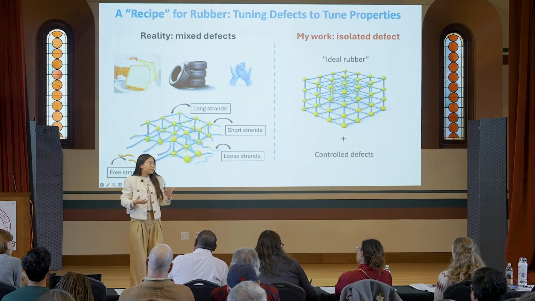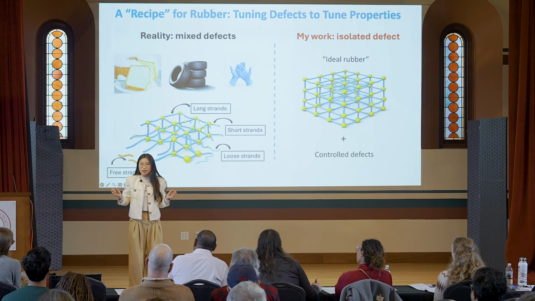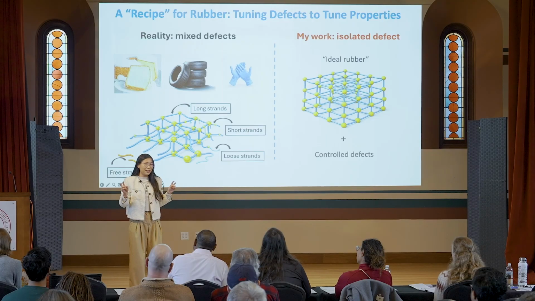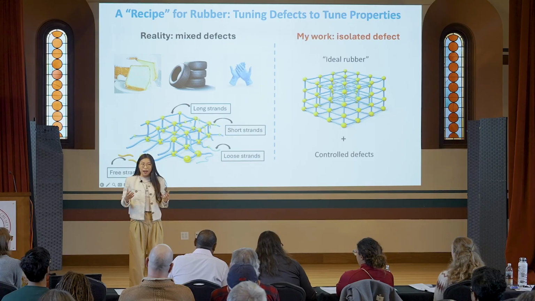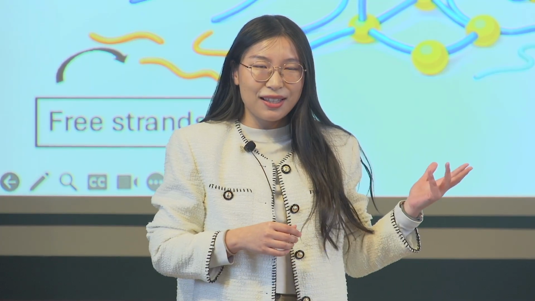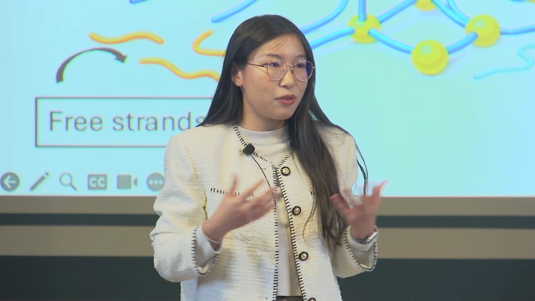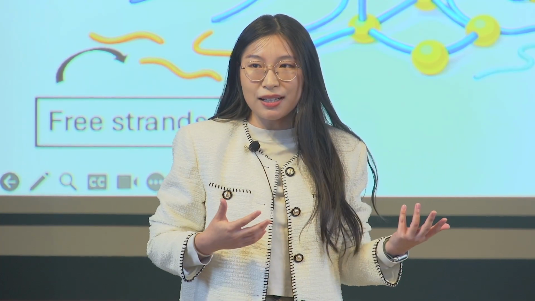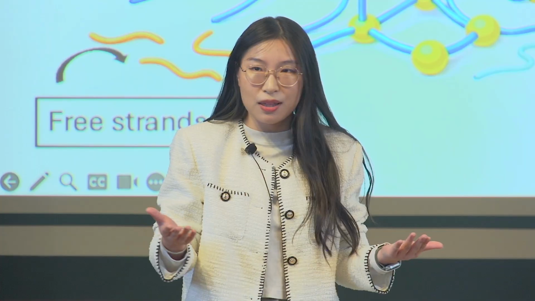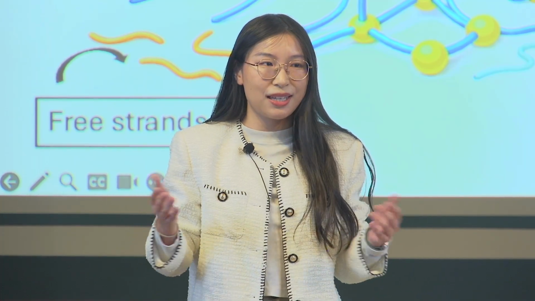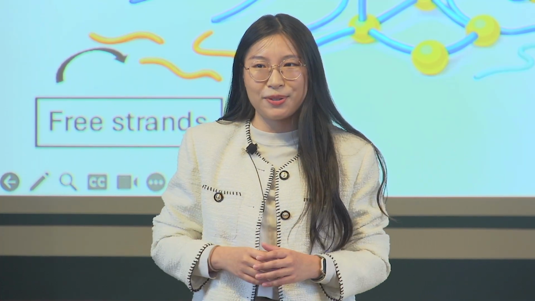In my research, I made a rubber network that doesn't contain any internal flaws, which presents as the best case rubber. Using this as a controlled platform, I can then introduce one specific defect at a time, on purpose, with precise control. This allows us to isolate the effect of each defect and directly connect what happens on the molecular level to what we can see at a scale of real materials.